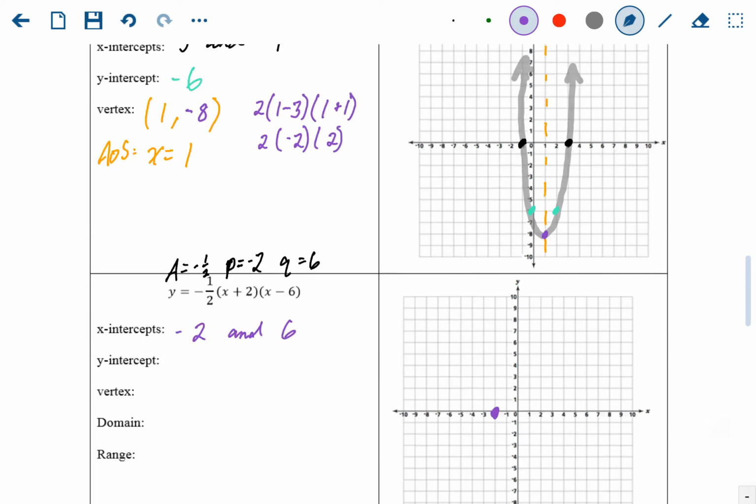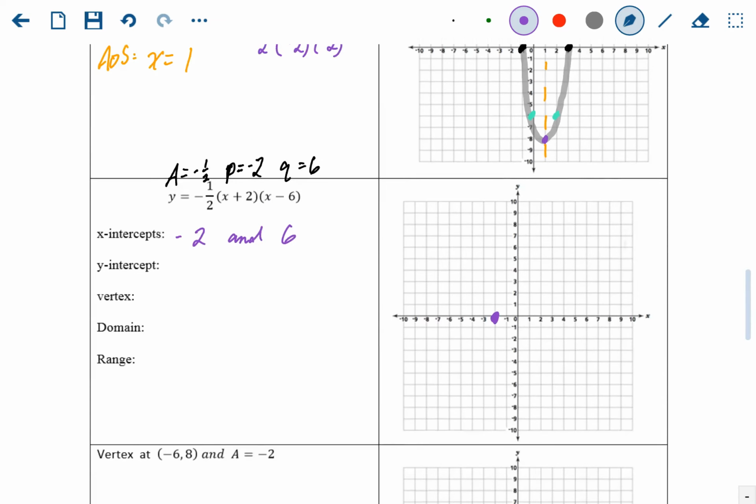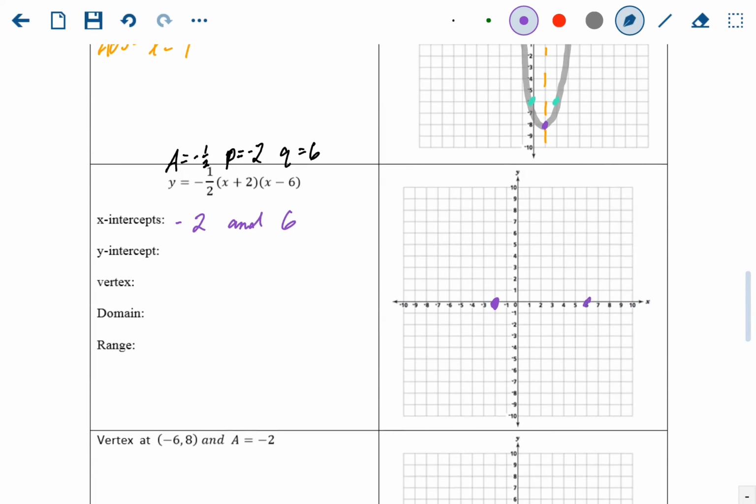Put those on the graph. The y-intercept is multiplying a times p times q together. So negative 1/2 times negative 2 times positive 6. Negative 1/2 times negative 2 is positive 1. Positive 1 times 6 is 6. So you have a y-intercept at 6.